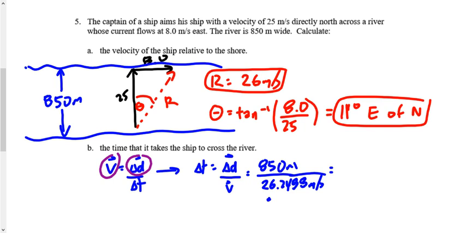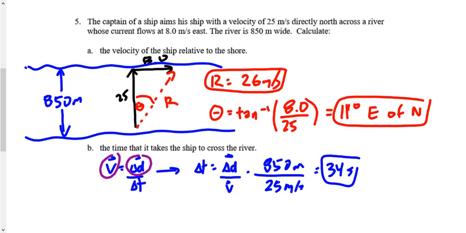As opposed to using 26 and whatever that diagonal displacement is, why don't I just use the 850, which is my vertical displacement. What would I use for my velocity along with that? 25 meters per second. It doesn't matter which displacement I use as long as I use the corresponding velocity along with it. So 850 and 25 works fine. 26 and whatever the value of the displacement is at 11 degrees would be fine. You would end up getting the same answer. In either case, it works out to be 34 seconds. It takes 34 seconds for the ship to cross the river.